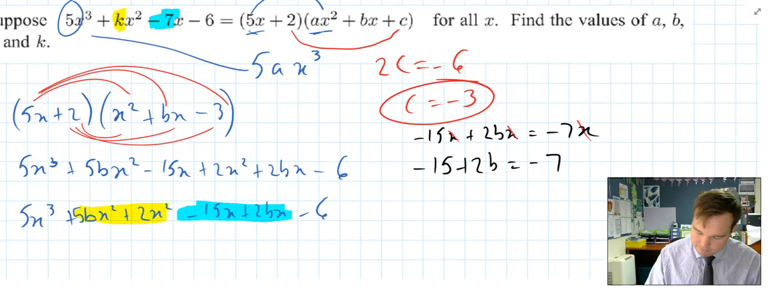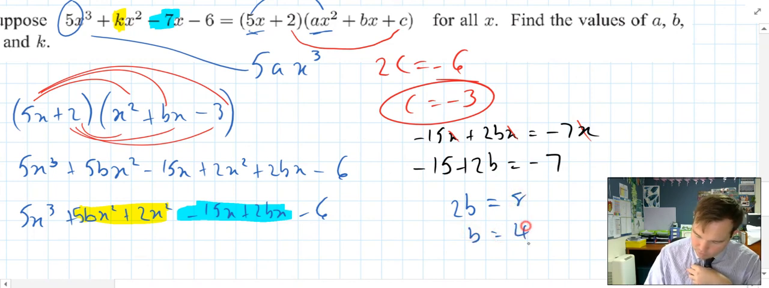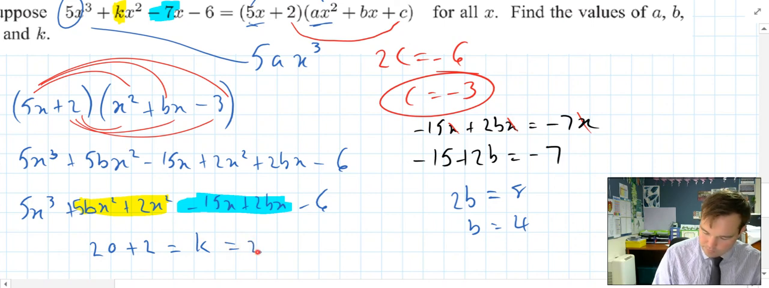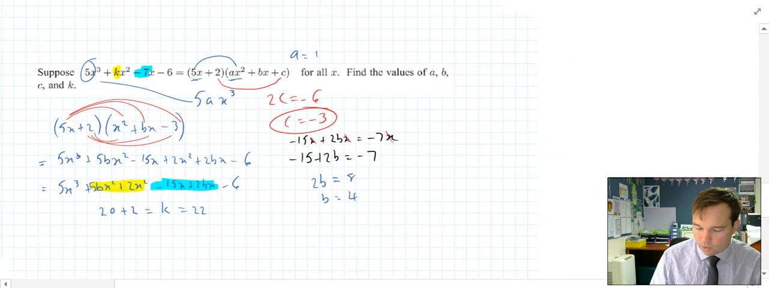Alright, so let's solve for b. Add 15 to both sides, which means 2b is equal to minus 7 plus 15 is positive 8. B is equal to 4. Nice, b is equal to 4, and now we need to find k. So what we've got down here is 5 times 4 is 20, plus 2 equals k. 20 plus 2 is k. K is clearly 22. And that's all of our variables.